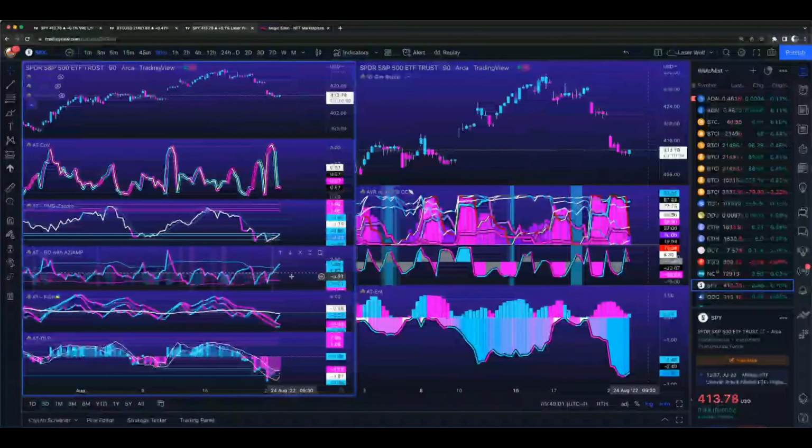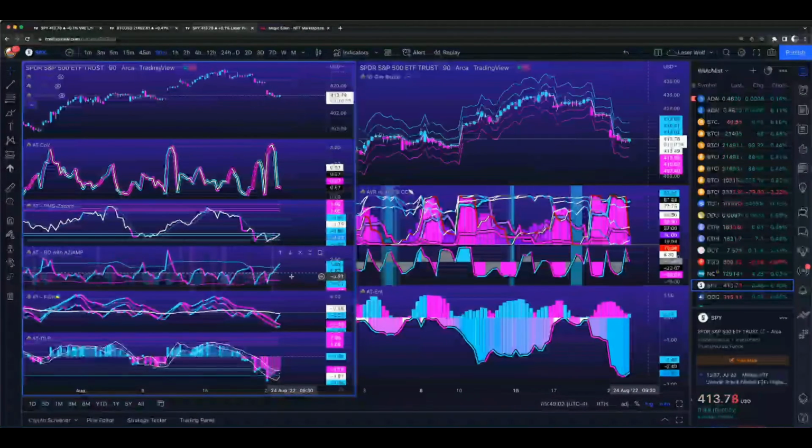Still making a nice little bounce there, though. I'll tell you what, I'll be watching this last Fisher flip up here. Let's see what happens here on the 90-minute going into the end of this day.